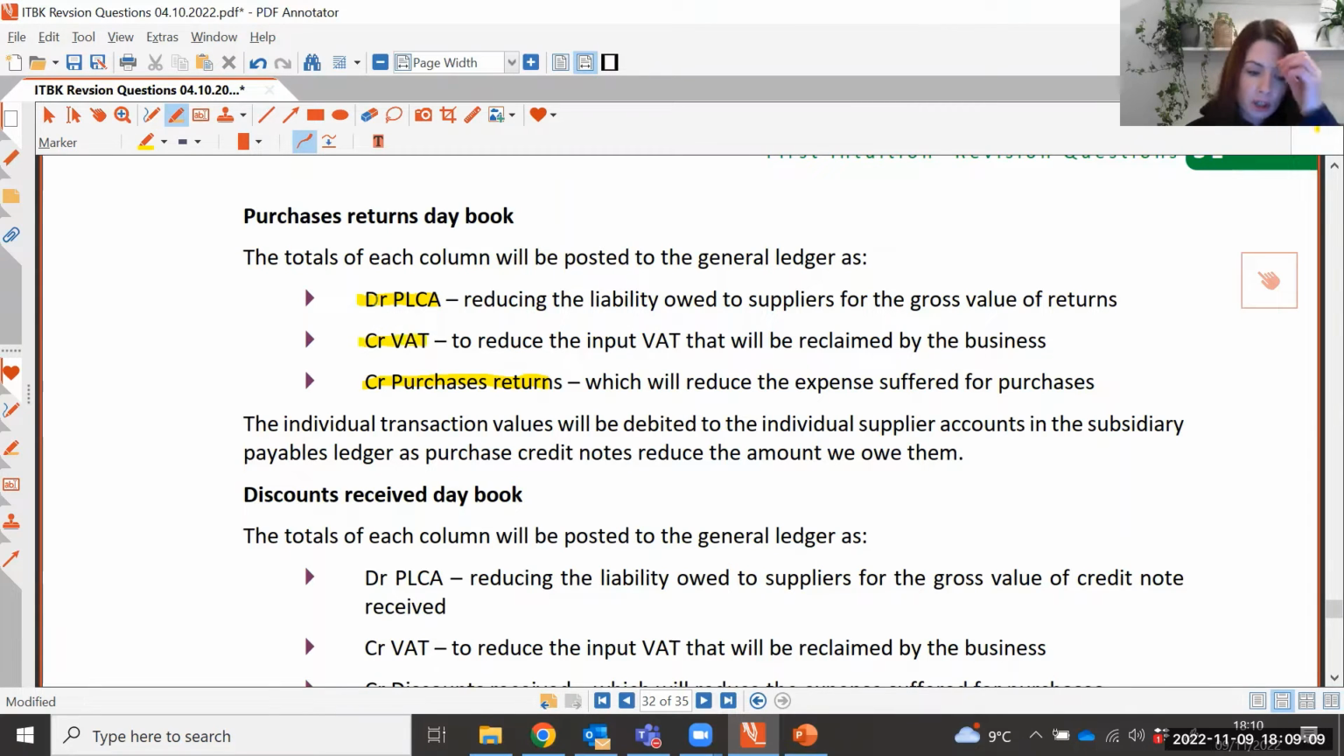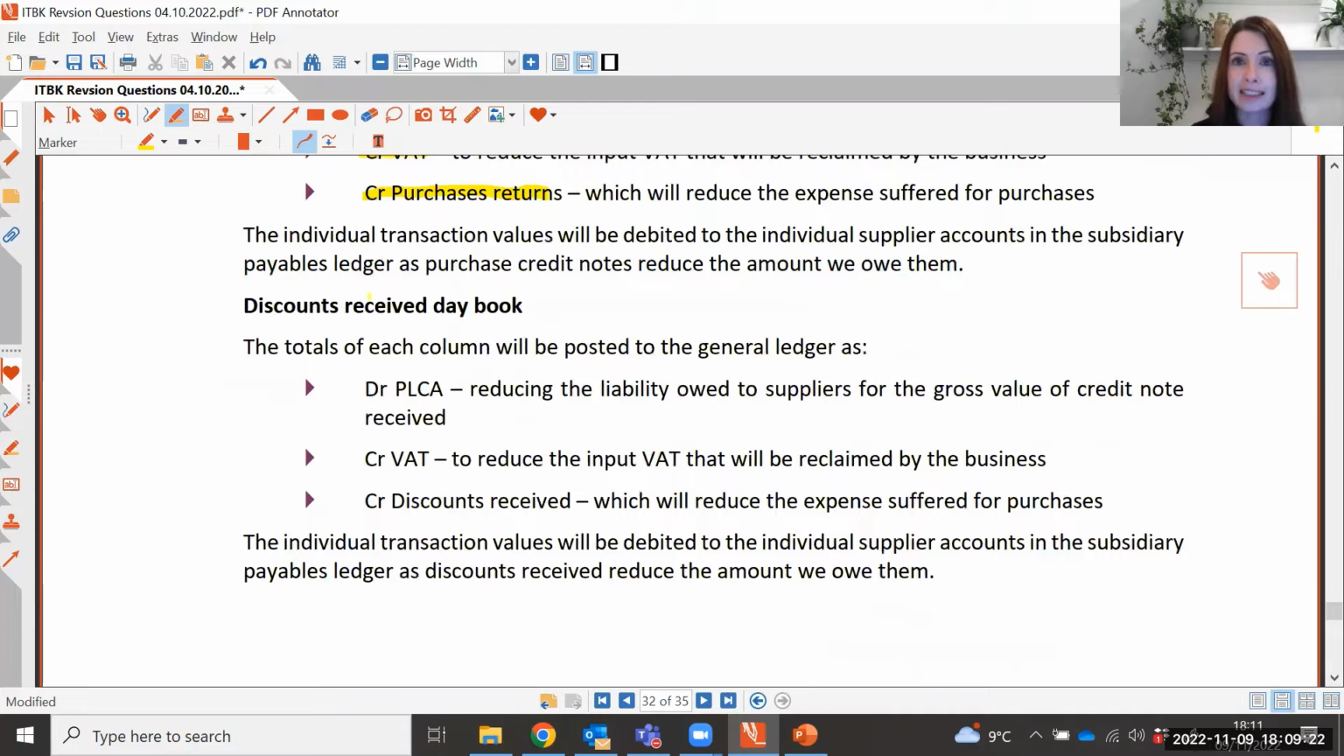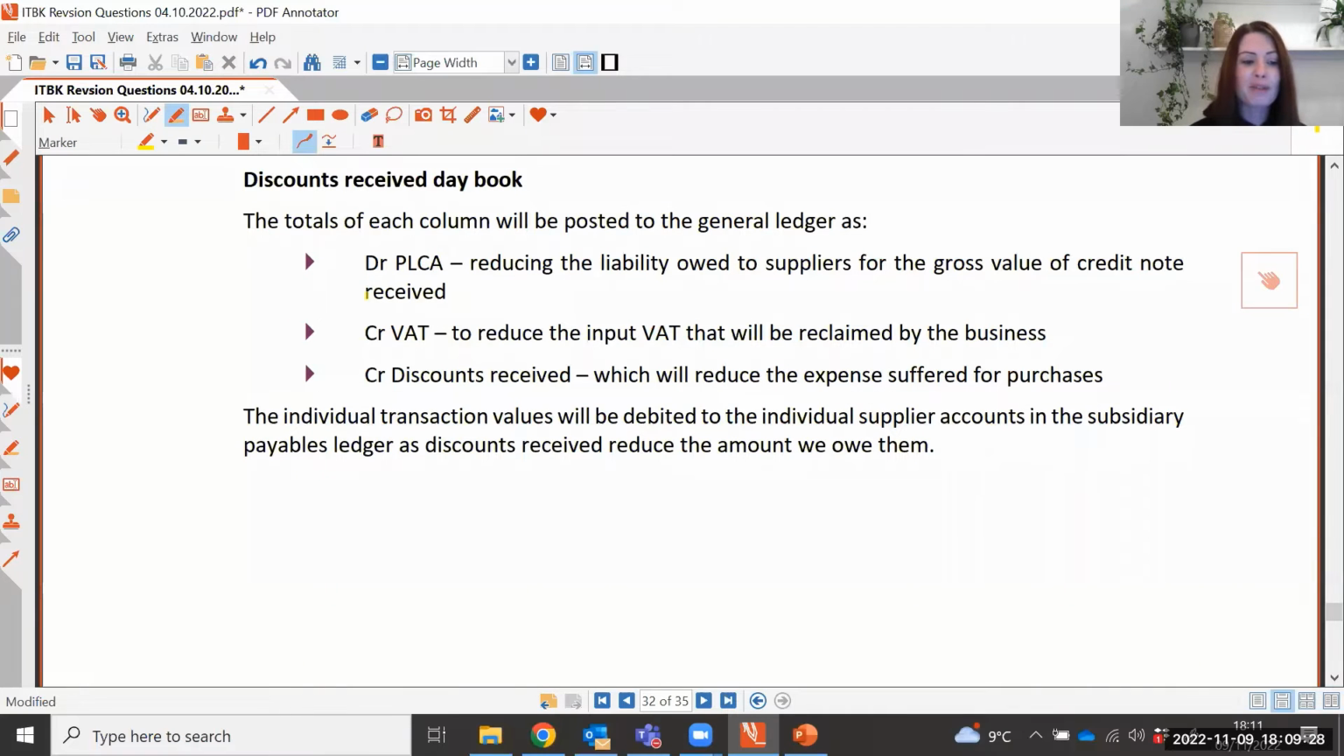And then we would credit the VAT account because we would need to reduce the amount of input VAT that we reclaim back from HMRC. And again, we also need to enter this into the payables ledger, the subsidiary ledger. And then we've got the discounts received day book. So this is only prompt payment discounts that we've taken advantage of from our credit suppliers.